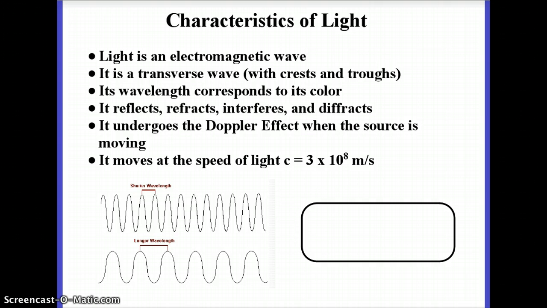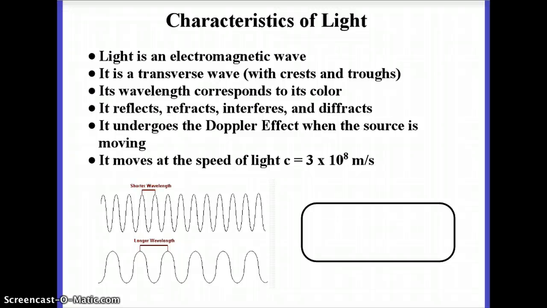First off, we should remember that light is a wave, and it is an electromagnetic wave. That means that the wave is made up of vibrating electric and magnetic fields. It's a transverse wave. That's the kind that has crests and troughs, unlike sound waves, which have compressions and rarefactions. This means that it's able to travel through the vacuum of space, which is pretty important, obviously.